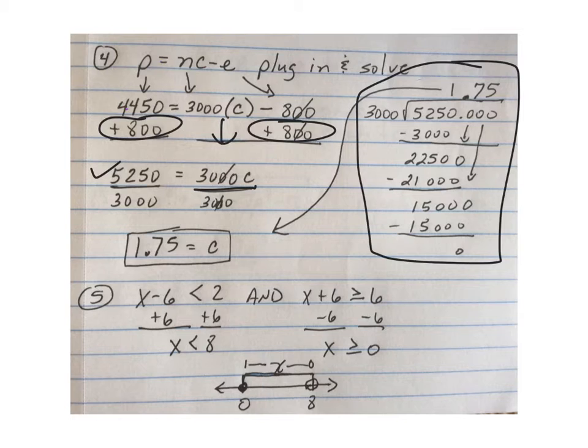1.75. On number 5, x minus 6 is less than 2, and x plus 6 is greater than or equal to 6. In order to find the solution, you have to solve both inequalities. So, here you add 6 to both sides, you get x is less than 8. Subtract 6 on both sides, you get x is greater than 0. Remember, 0 comes first, so you have 0, and then 8. 0 is solid, 8 is open, it's greater than 0, but less than 8.